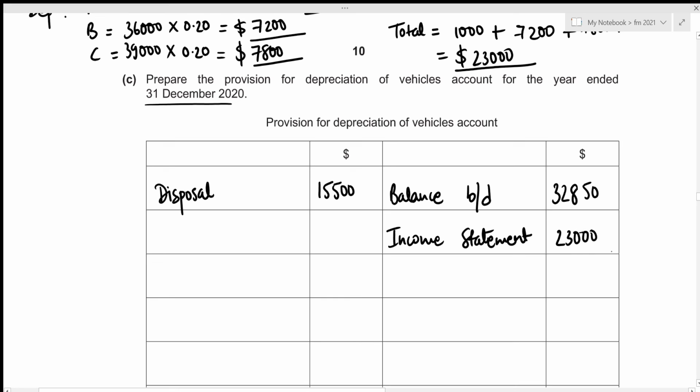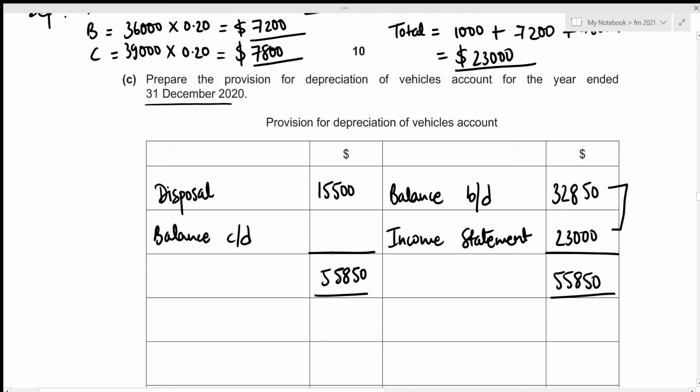Now we can easily figure out the closing balance, right? So that's balance CD. And in order to figure out this value, we first require the total. So let's figure out the total from credit side. That's 32,850 plus 23,000, which results in the total to be 55,850. And this total is the same for debit side as well.